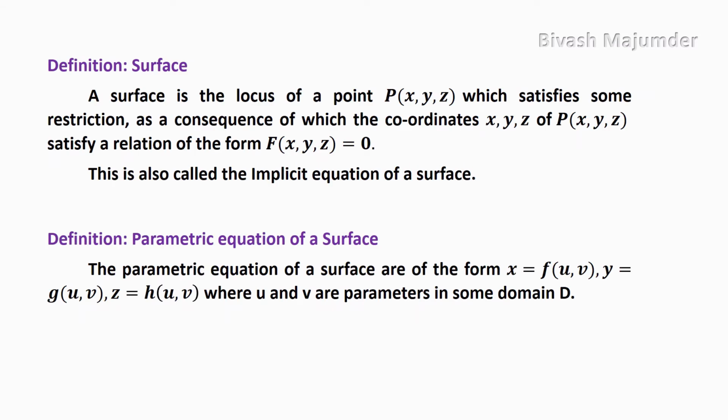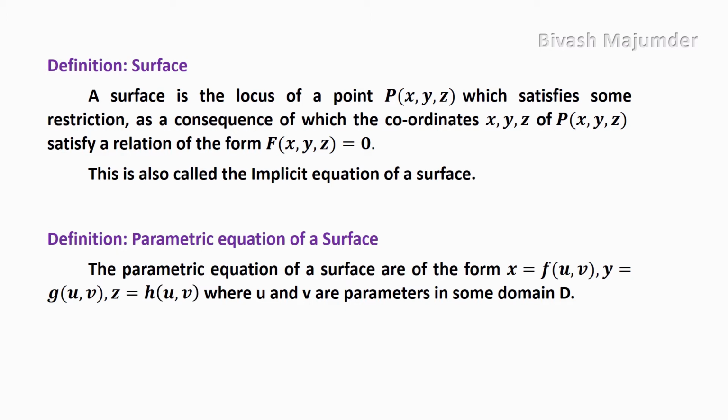A surface is the locus of a point P of xyz which satisfies some restriction, as a consequence of which the coordinates of P of xyz satisfy a relation of the form P of xyz equals to 0. This is also called the implicit equation of a surface.